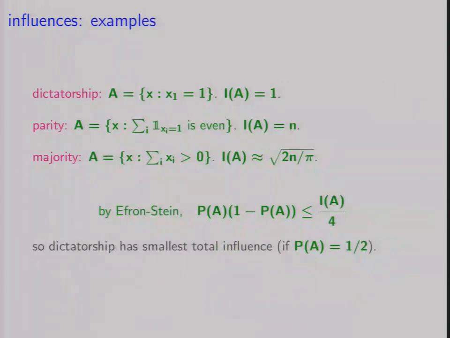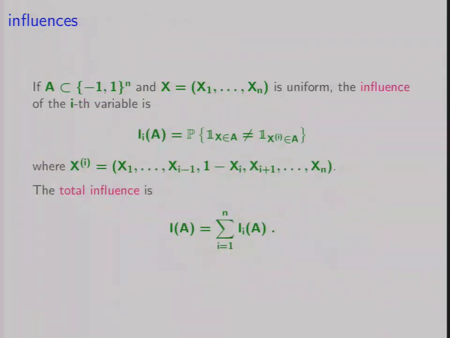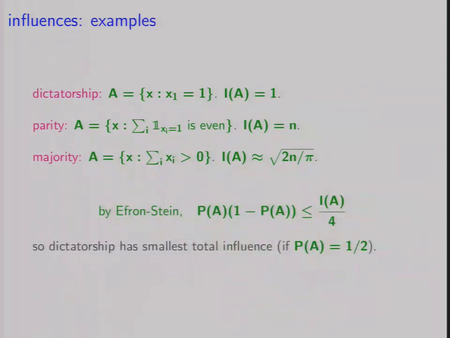All right. So dictatorship would be when I decide. So that means that A is the set of all those x's when the first component equals 1. So what's the total influence of this set? Well, I_1 equals 1, right? Because my decision is for sure influential and nobody else matters. So the total influence here equals 1. That's dictatorship. Is this clear?